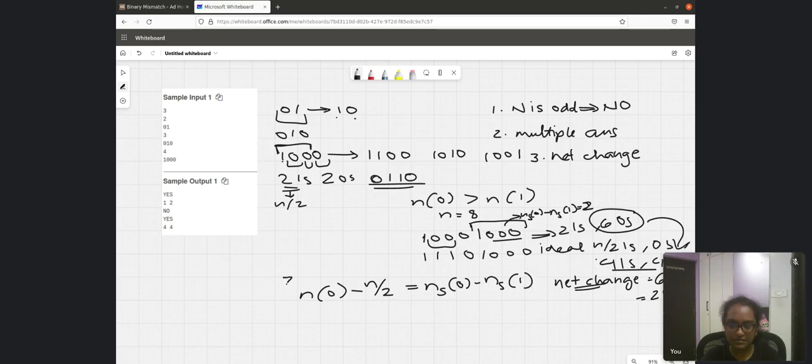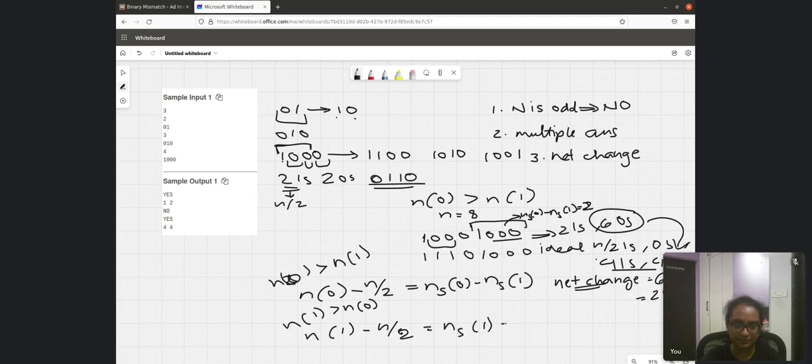Of course, this is assuming that the number of zeros is more than the number of 1s. And in the opposite case, if the number of 1s was more than the number of zeros, it'd be the same thing but reverse, right? Let's just write it here. And of course, if the number of zeros was equal to the number of 1s, we just flip the entire thing, like in this test case over here.